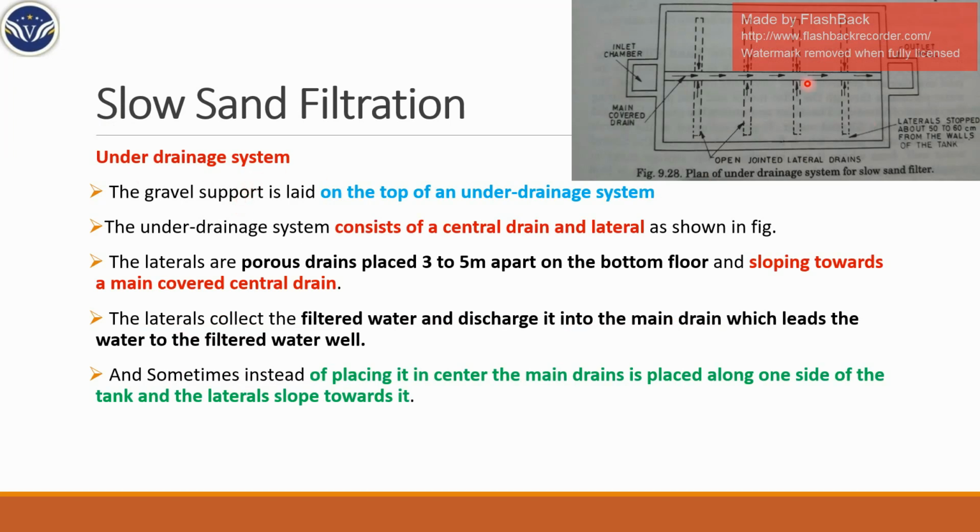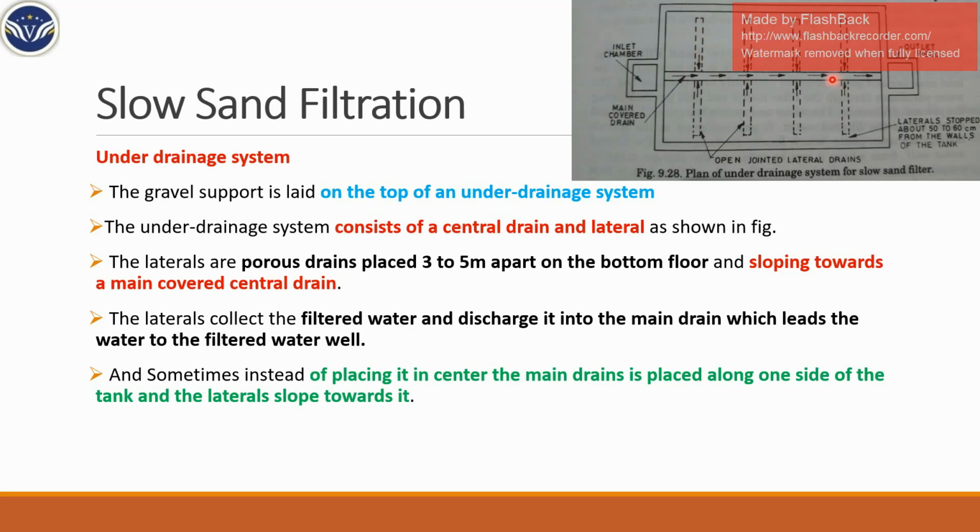Under drain system. So this is an under drain system. We have a central drain over here. We have lateral drains over here, which are porous. Always the lateral drains have a slope towards the main drain itself. The laterals are separated 3 to 5 meters apart. So water is collected into this lateral, then it is discharged to the main.